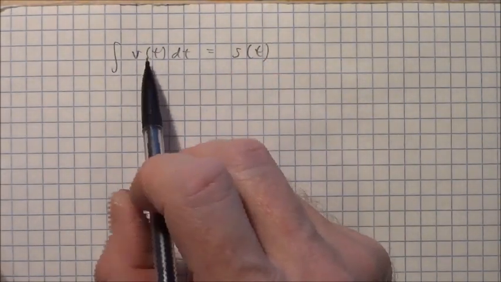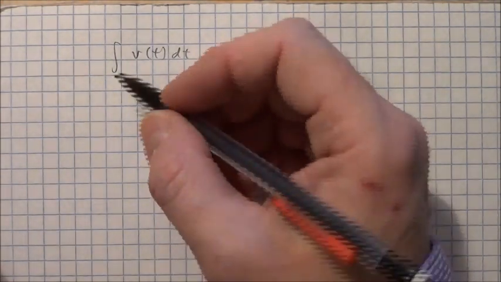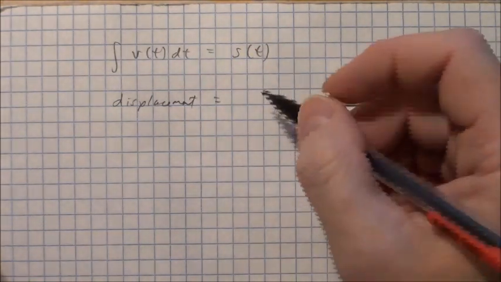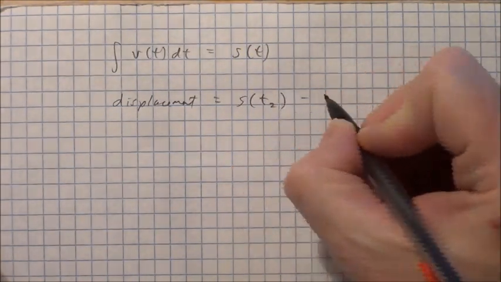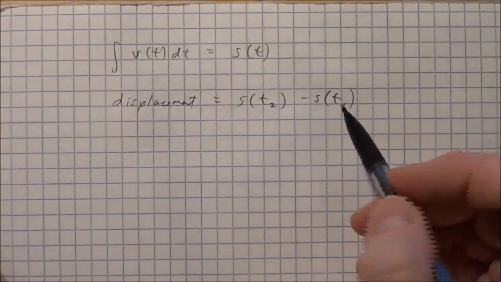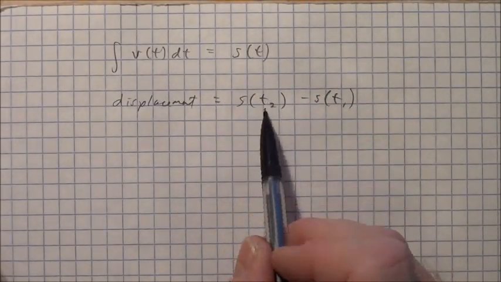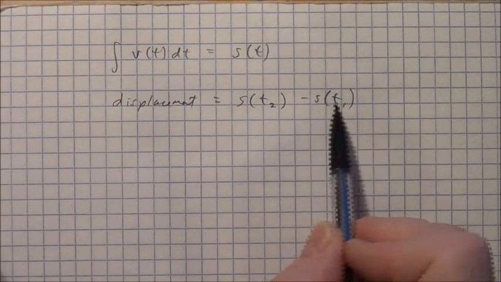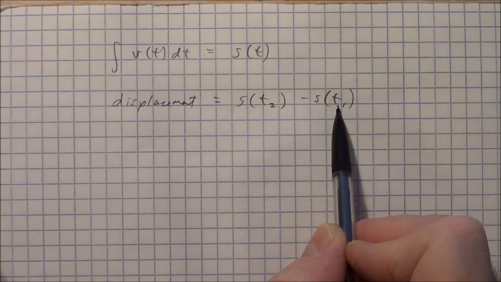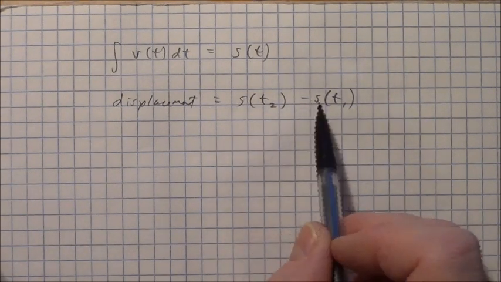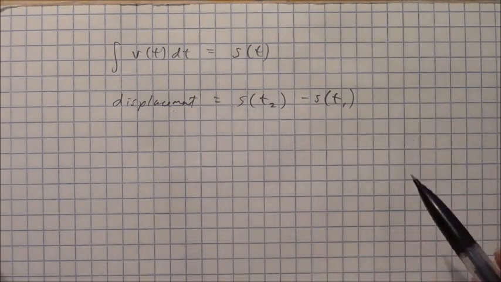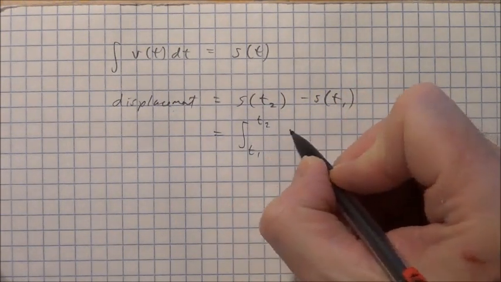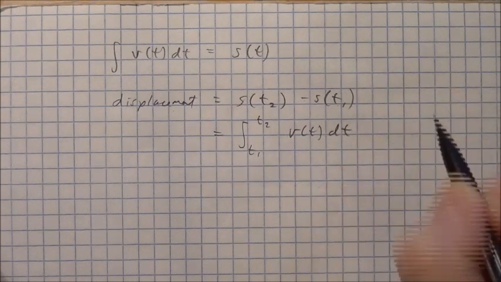So still the integral of the velocity is the displacement, and the displacement is then going to be s of t2 minus s of t1, which makes sense. The placement of the particle or the object at the second time minus the placement of the particle at the first time. So the difference between those two places is the displacement, and that is going to be the integral of velocity with respect to time.